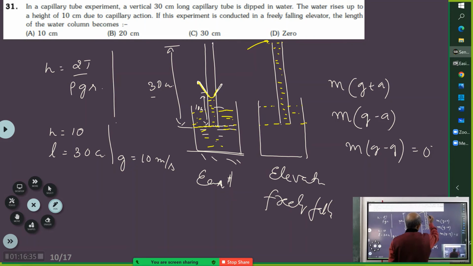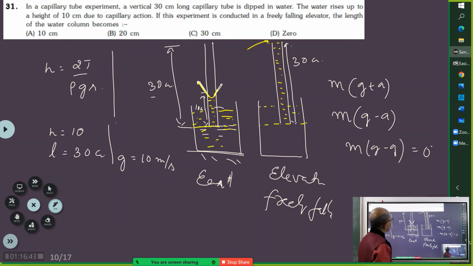So now you see the height to which it will rise, from this point to this point, will be what? Will be 30 centimeters. So if this experiment is conducted in a freely falling elevator, the length to which the water column will rise is 30 centimeters. That's the physics. And see, in the NCERT book this is given.